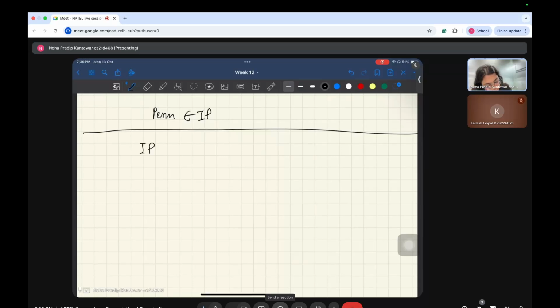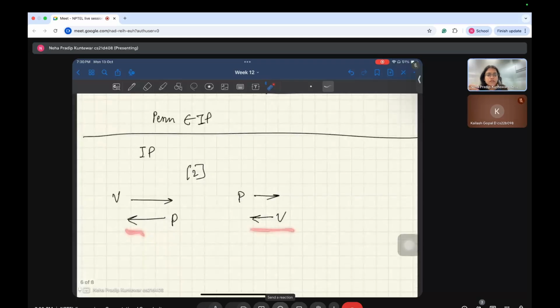Okay, so let's talk about 2 rounds of communication. What happens in 2 rounds of communication? What are the possibilities? Either the verifier speaks first, post which the prover responds to it, or the prover speaks first, after which the verifier responds. And at the end of these 2 rounds, the verifier is going to decide whether to accept or not.